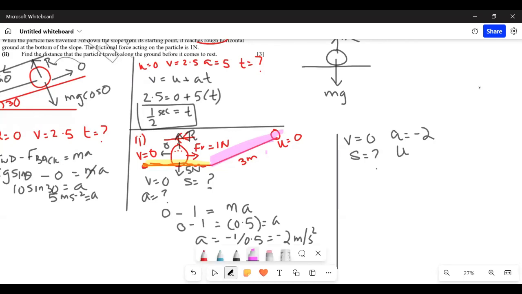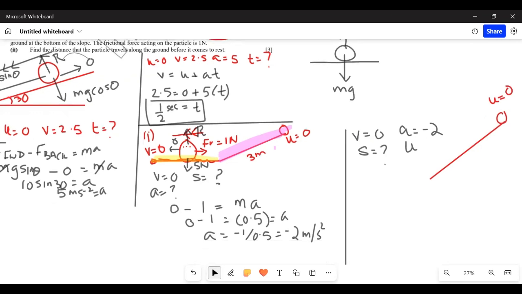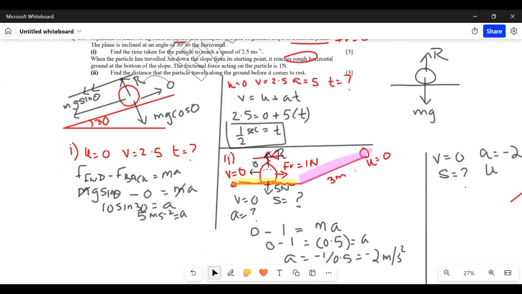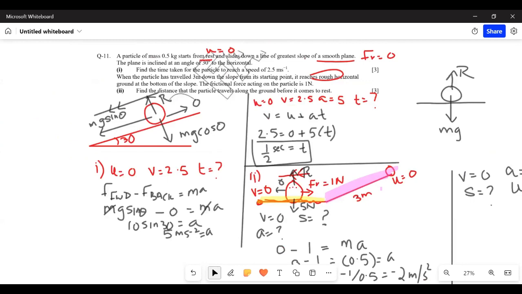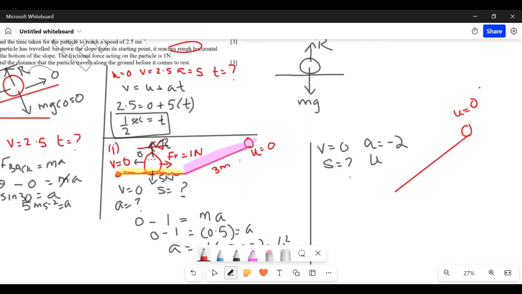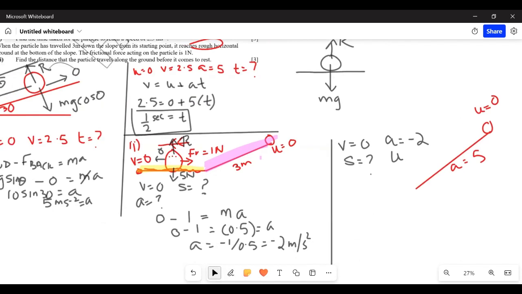So let's use the downward motion again. Here the particle had a speed of 0 because it started from rest. We had also found the acceleration earlier. This was 5. So A is 5 down the slope. And what else do we have?